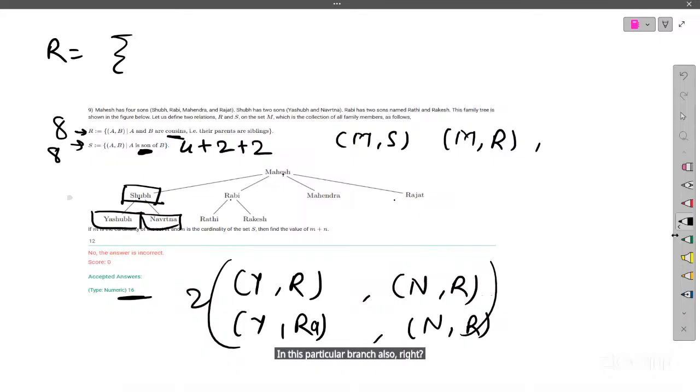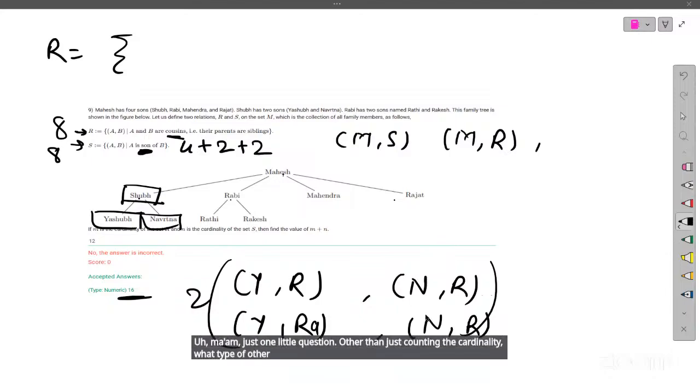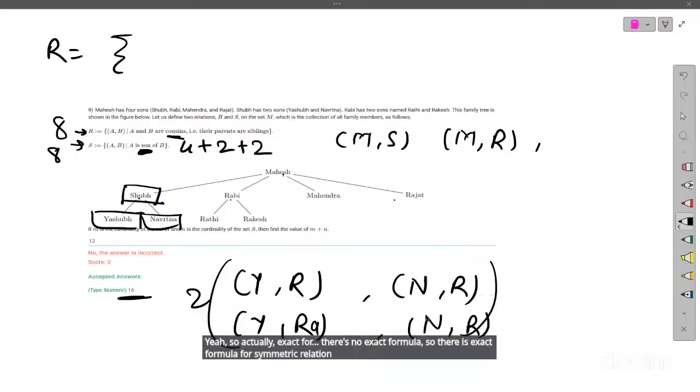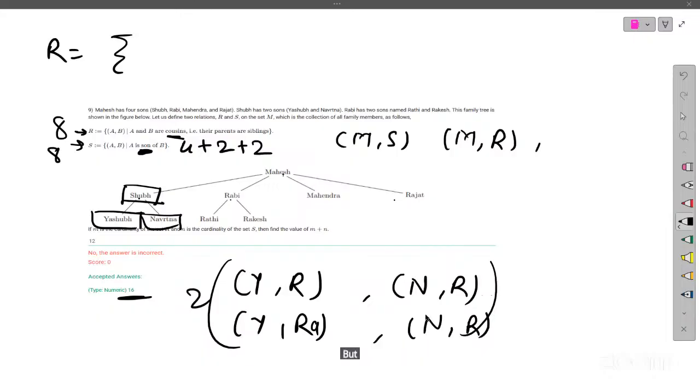Ma'am, just one little question. Other than just counting the cardinality, what other types of questions can be asked with sets? Sometimes it gets overwhelming, and I get confused about whether to check the cardinality or do something else. How do we figure that out? Yeah, so actually there is no exact formula. There is an exact formula for symmetric relations or those types of relations, but here you just have to use logic. There is no exact formula. So the more questions you solve, the more your accuracy will increase. That's all I can say.